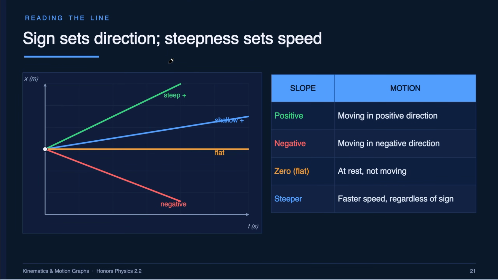Now let's go over steepness and speed of graphs. The steepness of a graph is correlated directly to its speed. So I told you that the slope of a position time graph is velocity, right? Not speed. So why am I talking about speed here? I'm saying that because the exact slope is a velocity, but how steep it is indicates its speed. It indicates its magnitude.